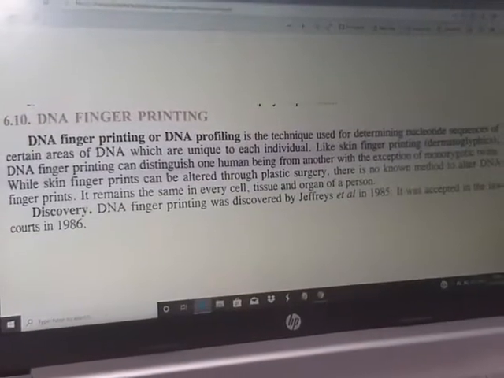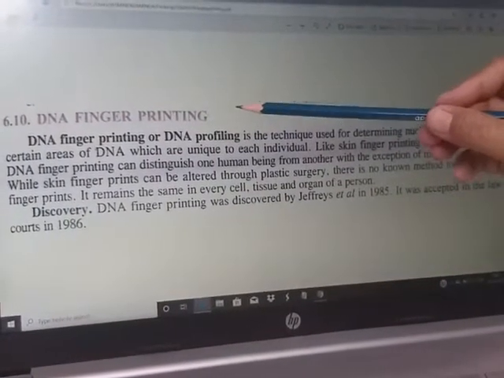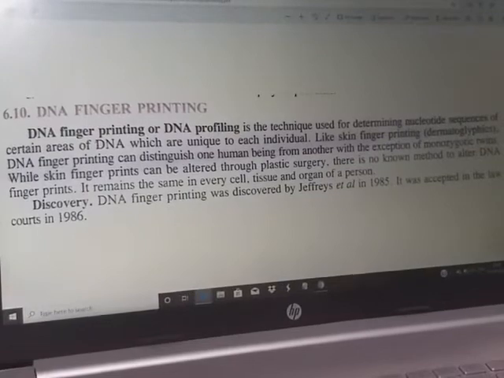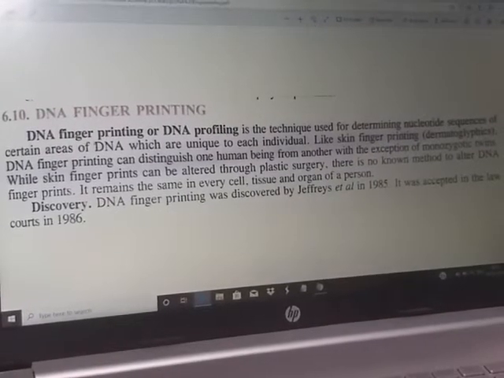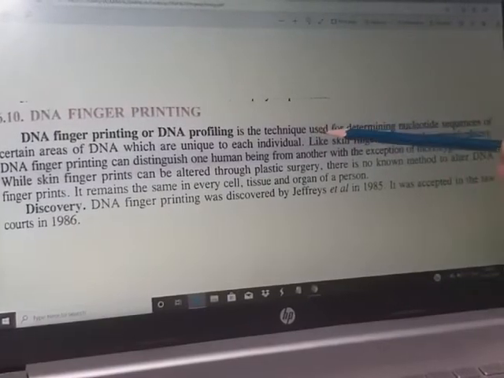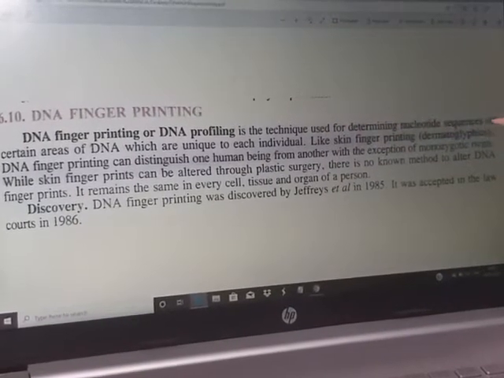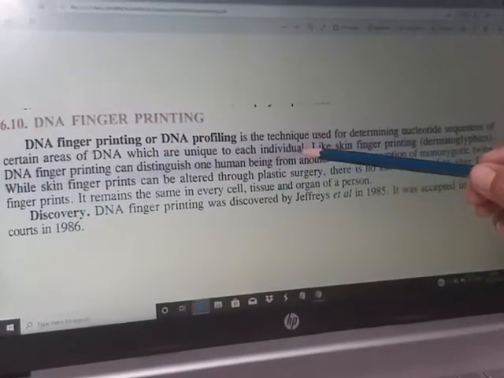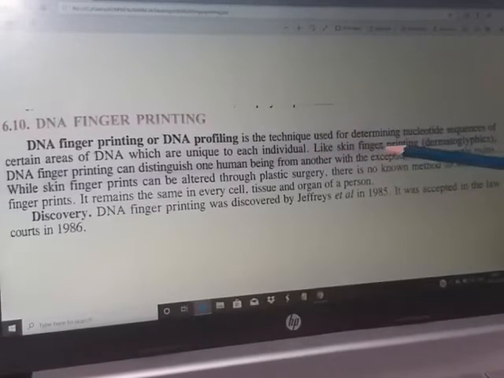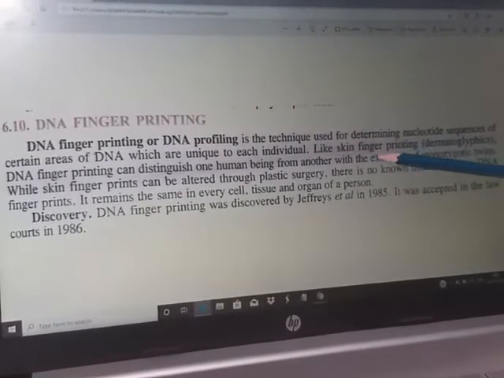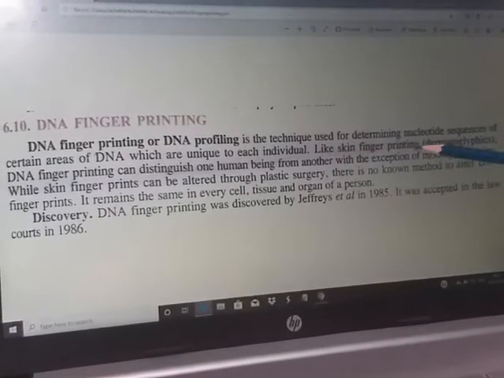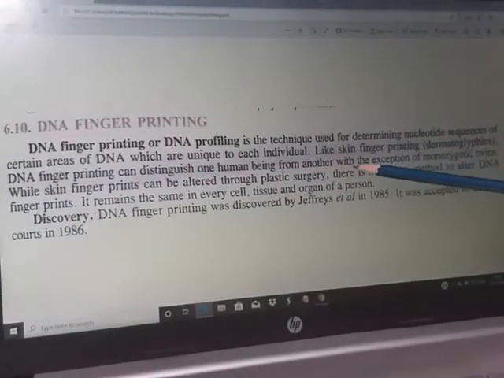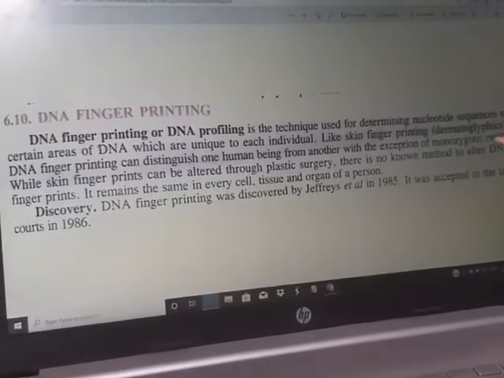Hello students, today we are going to start the topic of DNA fingerprinting from chapter 6, Molecular Basis of Inheritance. What is DNA fingerprinting? It is a technique used for determining nucleotide sequences of certain areas of DNA which are unique to each individual. It can be compared to skin fingerprinting. Like in skin fingerprinting, the DNA fingerprinting can distinguish one human being from another with the exception of monozygotic twins.